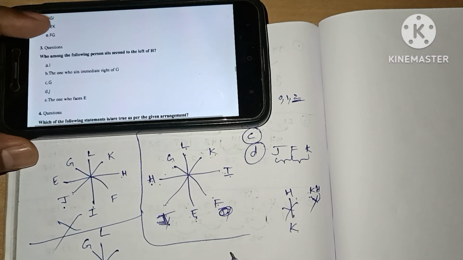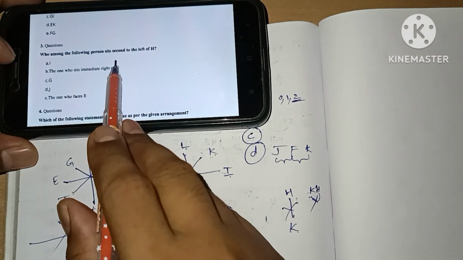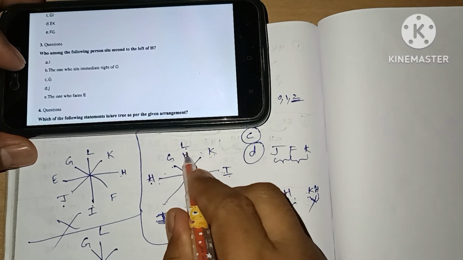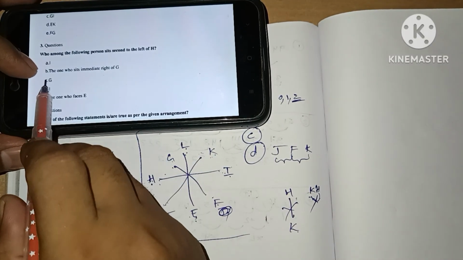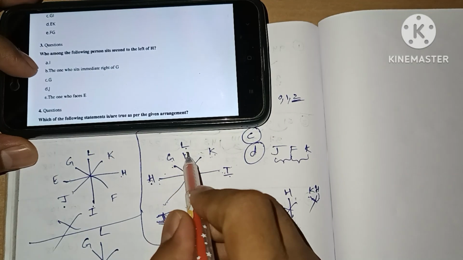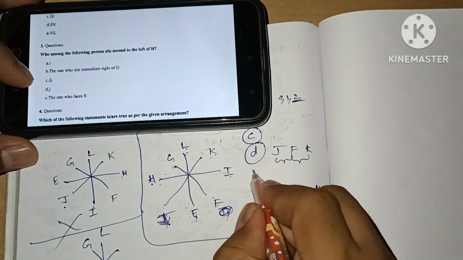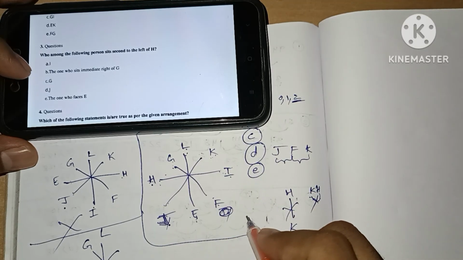Next, third question. Who among the following persons sits second to the left of H? Second to the left of H is L. So the one who sits immediate right of G, no, it is in left. The one who faces E, yes. So option E is our answer.